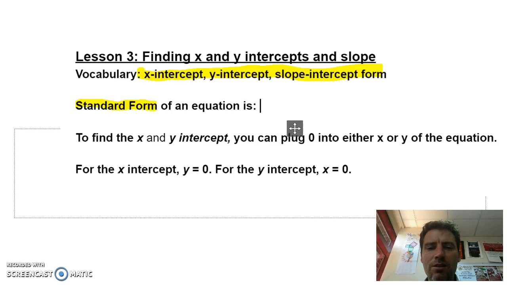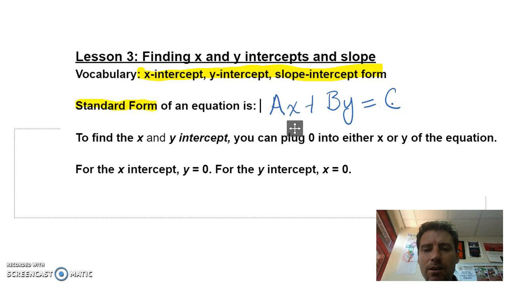Standard form of an equation is just a different way to write an equation, and it's written in the form ax plus by equals c. So a times x plus b times y equals c. Basically what we're saying is some real number times x plus some other real number times y is going to equal c. Now what we're going to learn is that we can rearrange that to write it in slope-intercept form, or we can use this to find the x and y intercepts, and that's going to help us when we want to draw lines.